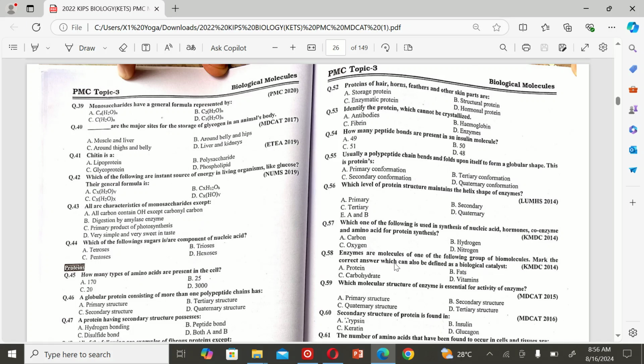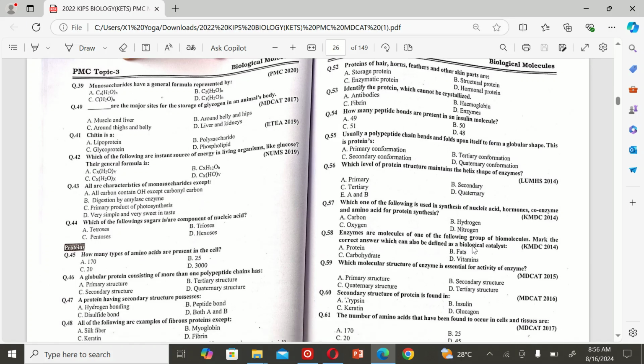The next MCQ is: enzymes are molecules of one of the following groups of biomolecules. Mark the correct answer, which can also be defined as a biological catalyst. A, protein, B, fat, C, carbohydrates, and D, vitamins. So the correct option is A, proteins.